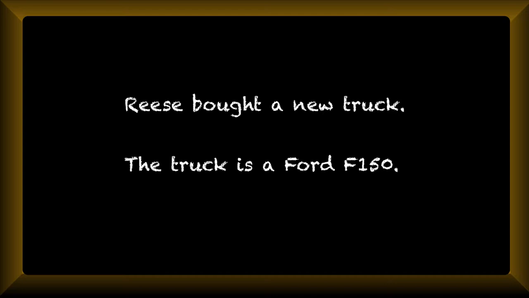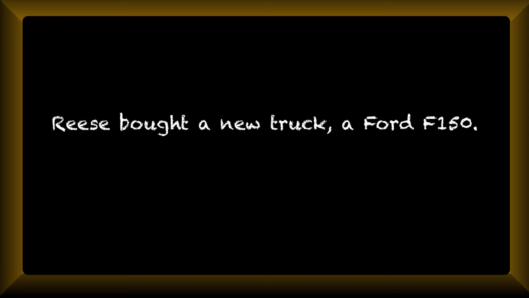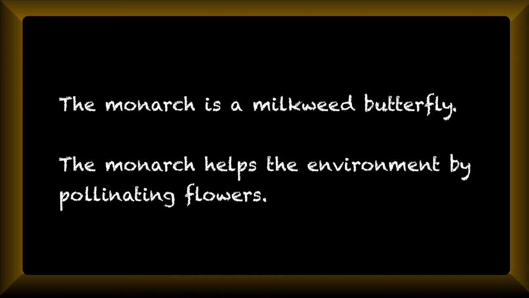You would probably combine them in a way similar to this. Reese bought a new truck, a Ford F-150. You were able to eliminate extraneous words and tighten your writing. Try to combine another pair of sentences. The monarch is a milkweed butterfly. The monarch helps the environment by pollinating flowers.